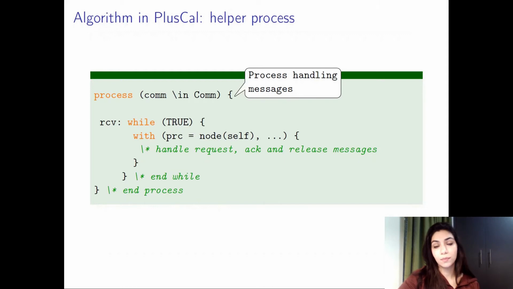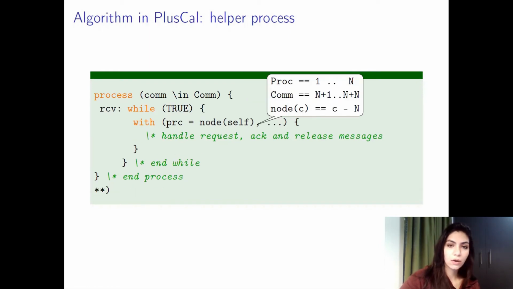We also need a helper process that can be responsible for the message handling here, or responsible for the communication between the processes. So the helper process here uses an operator that we have defined called node. Node here identifies the main process corresponding to the communicator C. And inside this block here, we are handling request, acknowledge, and release messages. So because we have two processes working together, the variables must be declared globally in order for them to be accessible by both processes.